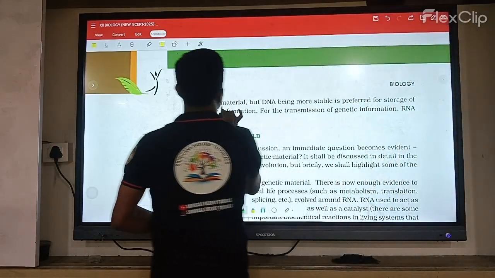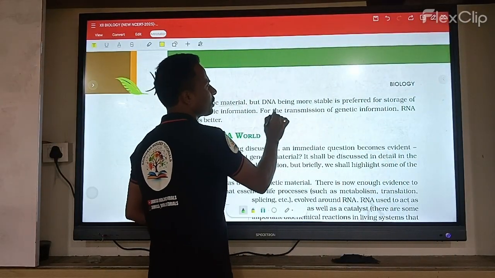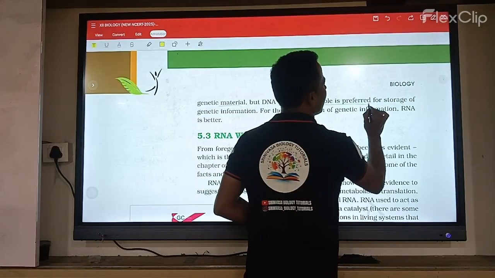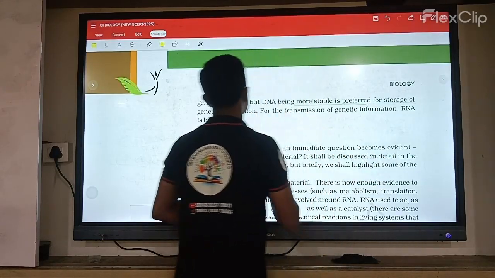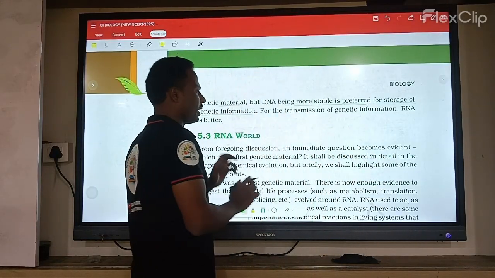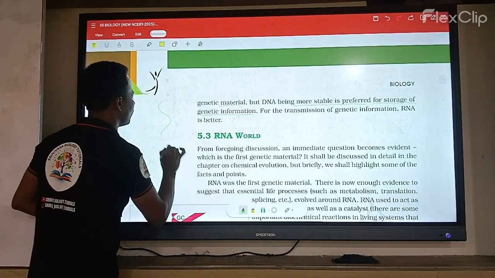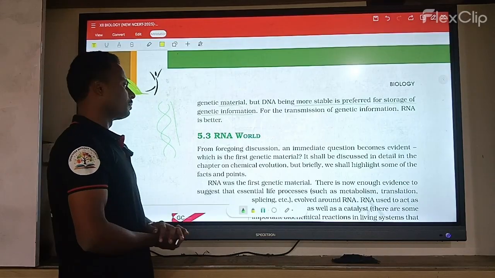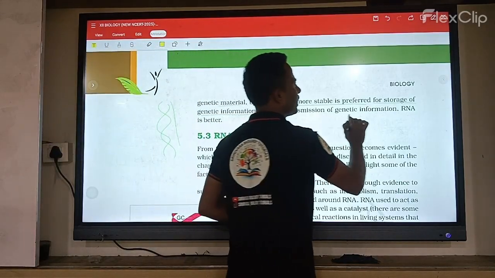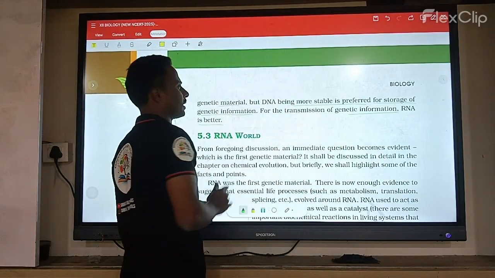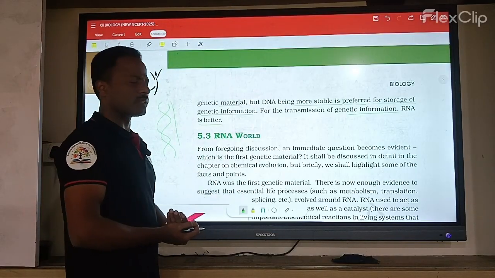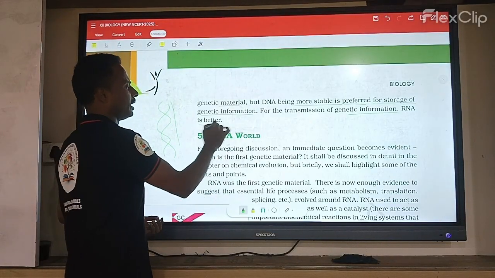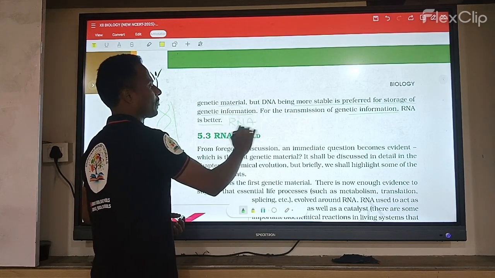As genetic materials. But DNA, being more stable, is preferred for storage of genetic information. So DNA is what? More stable and better for storing genetic information. But for transmission of genetic information, RNA is better. For the transmission process, which one is better? RNA is better. Okay.